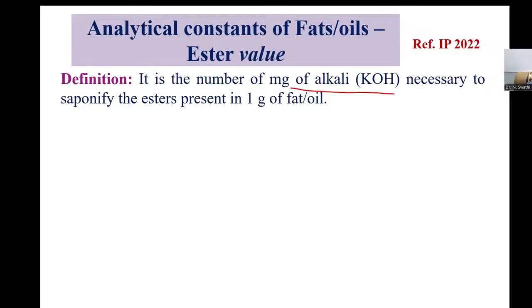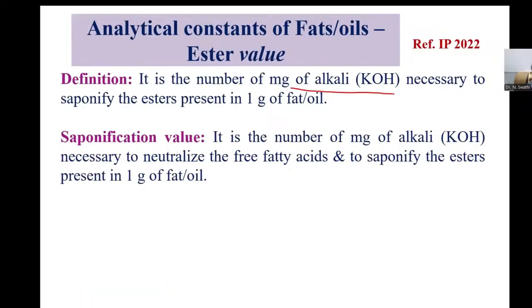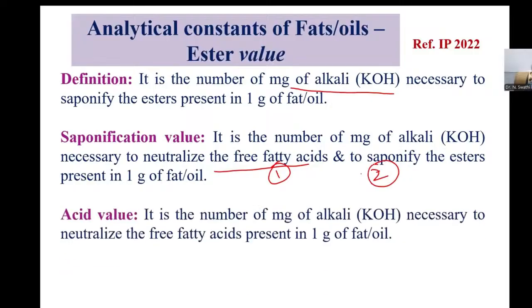Let us try to compare this definition with saponification value and ester value. Once again, try to recollect what saponification value is. It is the number of milligrams of potassium hydroxide required to neutralize the free fatty acids present, this is the first part, and to saponify the esters present in 1 gram of fat or oil. Similarly, what is the definition of acid value? It is the number of milligrams of potassium hydroxide needed to neutralize the free fatty acids present in 1 gram of sample.